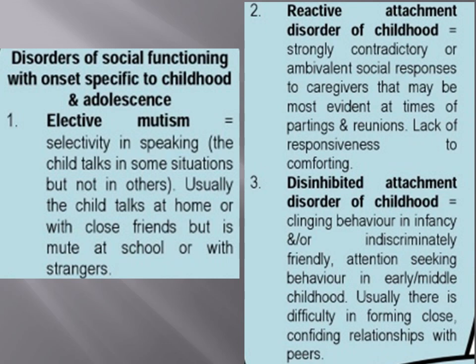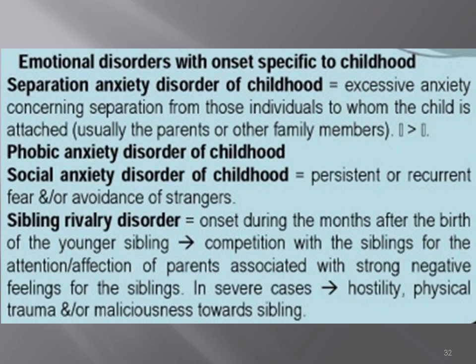There could be other disorders which we go through briefly. For example, elective mutism, in which the child is interacting and speaking in one environment, for example home, but is mute in another environment such as school, and not speaking at all in the school. It could be reactive attachment disorder of childhood, disinhibited attachment disorder of childhood, emotional disorders with the onset specific to childhood, separation anxiety disorder of childhood, phobias, social anxiety disorders, sibling rivalry disorder.